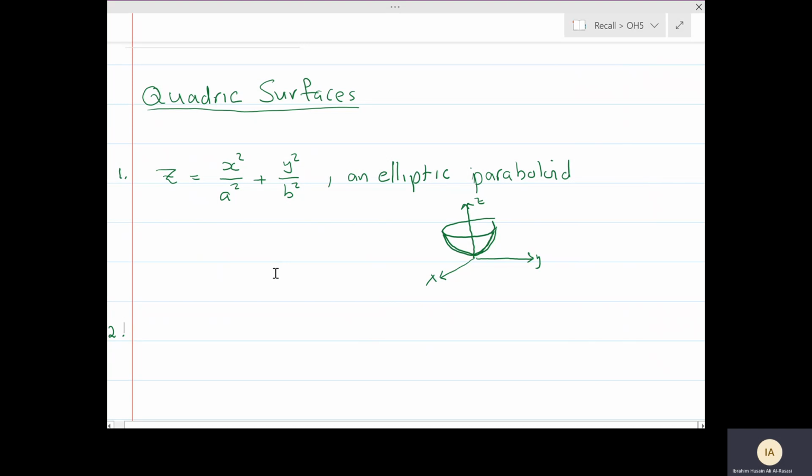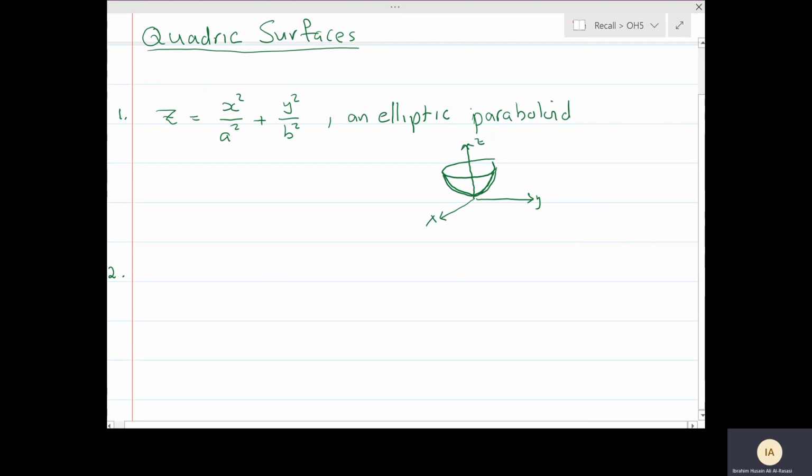We now have five other surfaces. I will not do the detail, but I will give you the form of the equation, the name, and the general graph, with a little explanation, so that it will help you memorize these graphs. So we started with this equation: z equals x squared over a squared plus y squared over b squared. Now the next two are the following, so just pay attention.